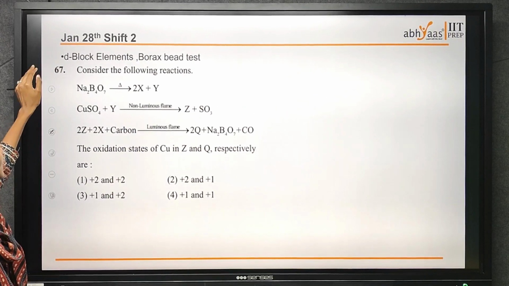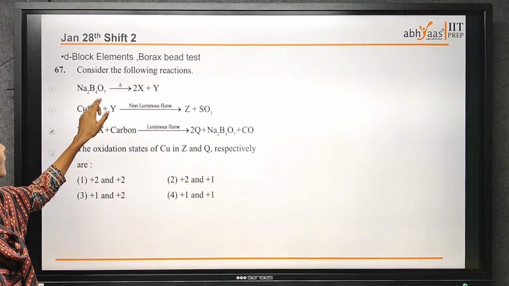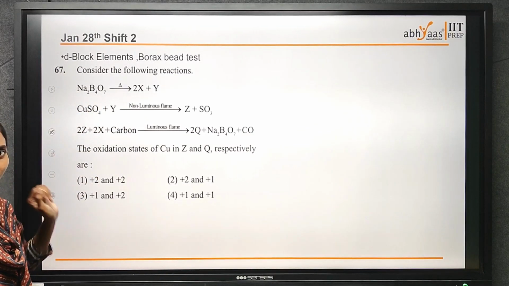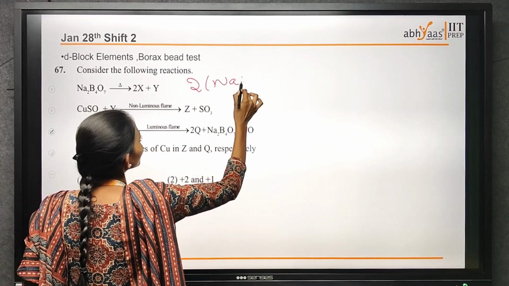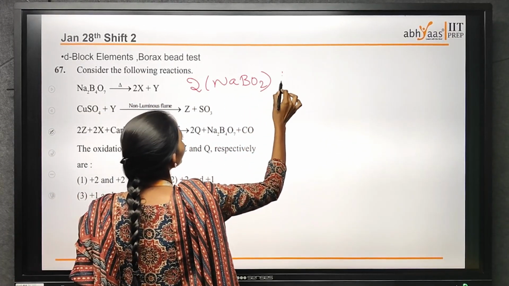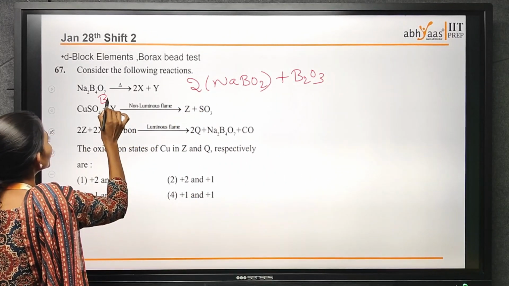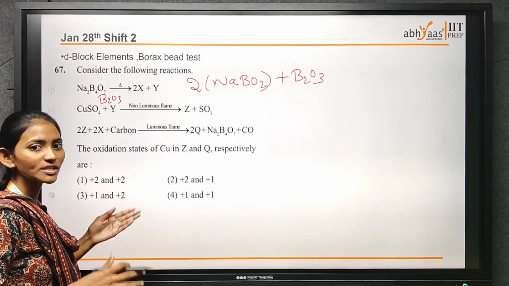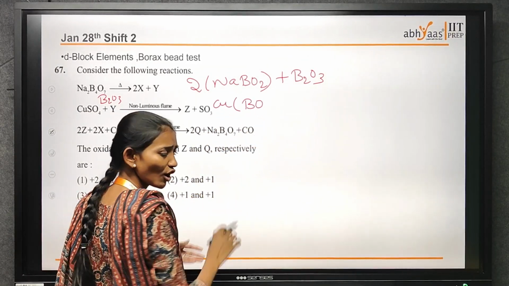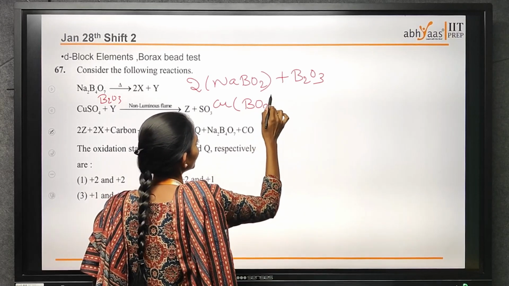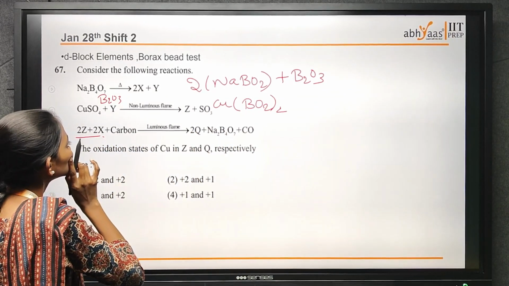Moving on to next question. This is from p-block elements. Consider the following reaction, right? So Na2B4O7, upon heating you are getting 2 moles of NaBO2, right? And your Y will be B2O3. This B2O3 upon reacting, your Z molecule is getting Cu(BO2)2. How much we are getting taken? Twice, right? 2.